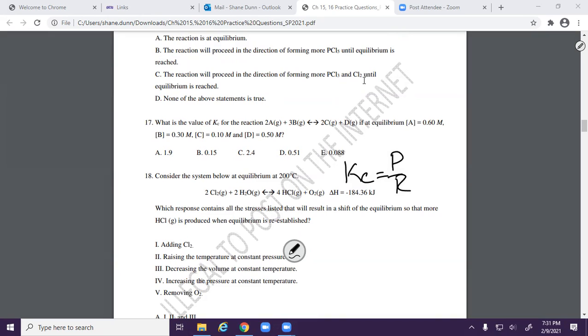So now just plug in your products and reactants. What are your products? C squared D. What are reactants? A squared B cubed. It's all good. After cube, just say to the 4th power or to the 3rd power. Plug your numbers in.